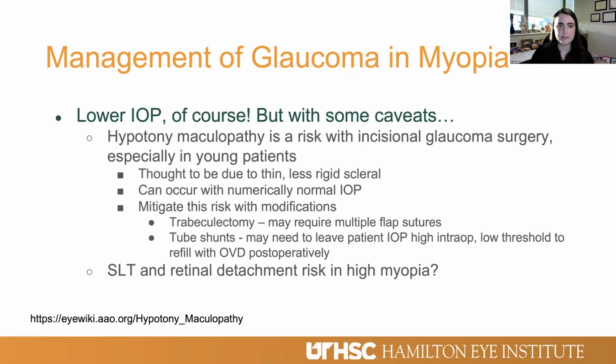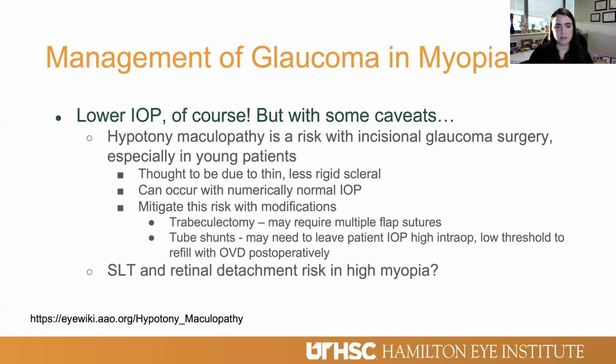Numeric hypotony is less than 5 millimeters of mercury. I've seen hypotony maculopathy, with, say, epithelial folds in the cornea and Descemet's folds, with a pressure of 10 to 12. So we shouldn't be dogmatic with the IOP readings. Now, how can we mitigate this risk of hypotony maculopathy? Well, we can make surgical modifications.